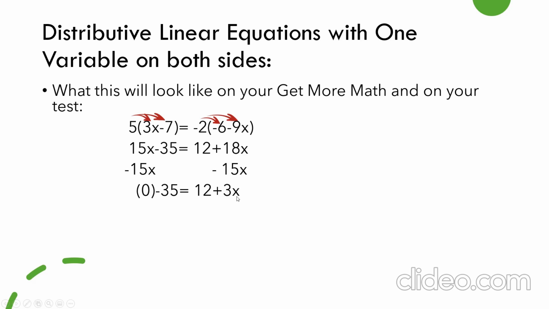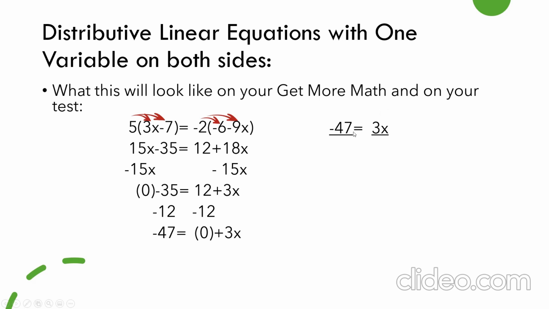Now we've got to get our variables by themselves. It's currently 3x plus 12, so the opposite of adding 12 is subtracting 12. So we're going to do that to both sides. This leaves us with negative 47 is equal to 0 plus 3x. Now, I'm running out of space here, so I'm going to move it to the other side.